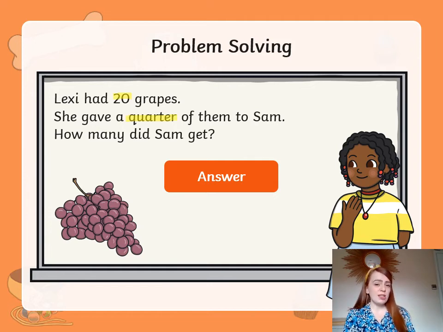Now, can you please pause the video and have a go at this? Just use any strategy that you would like to solve this. You might even want to go and get some counters or some sweets or anything that you have in your house to try and work this one out.